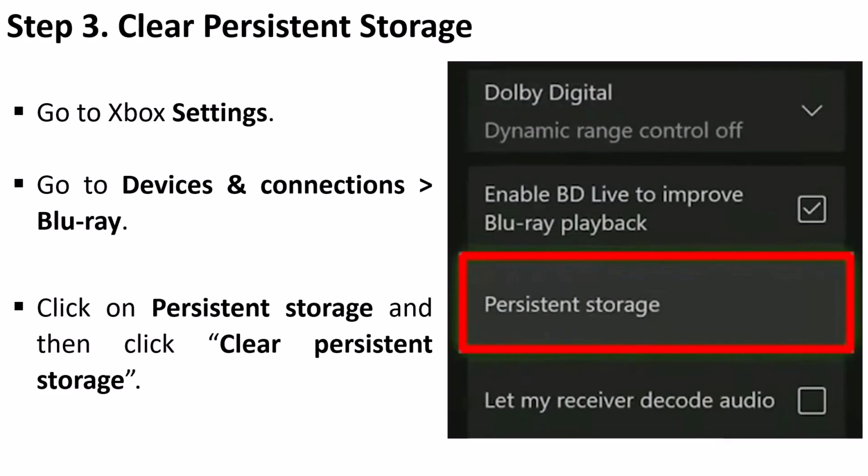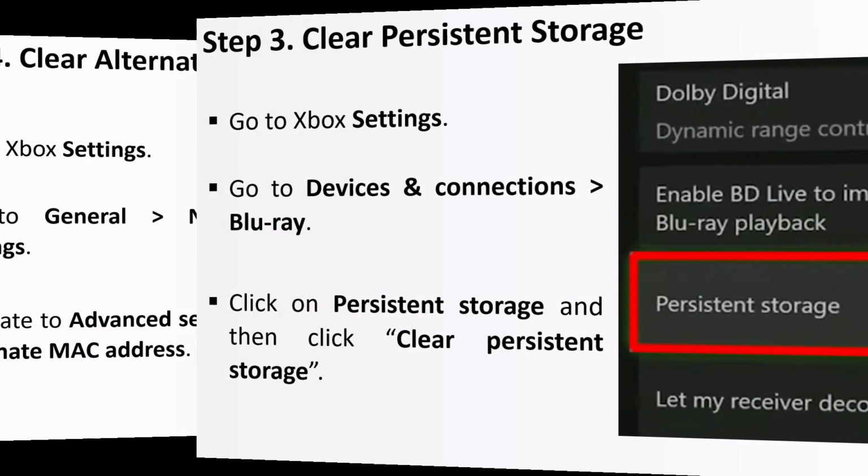Step 3 is to clear persistent storage. Go to Xbox settings, go to devices and connections, Blu-ray, click on persistent storage and then click on clear persistent storage. Now if you don't see these features in your Xbox console, then skip this step.